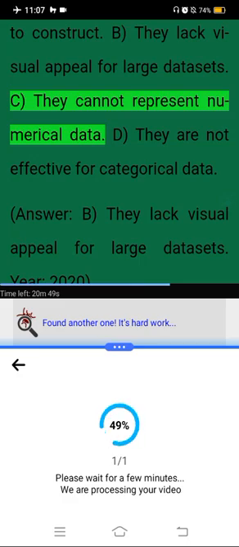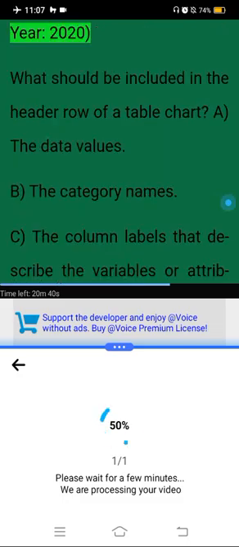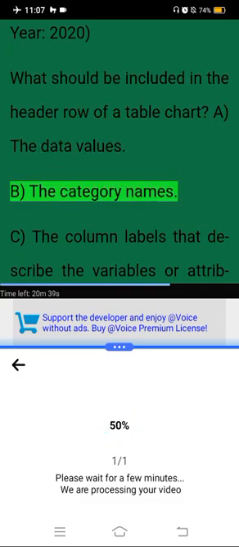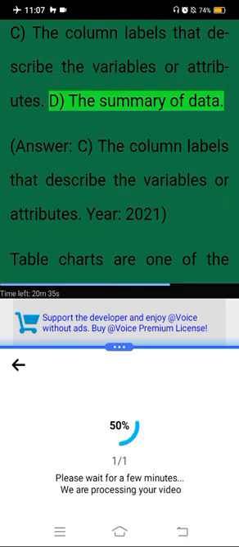C. They cannot represent numerical data. D. They are not effective for categorical data. Answer: B. They lack visual appeal for large datasets. Year 2020. What should be included in the header row of a table chart? A. The data values. B. The category names. C. The column labels that describe the variables or attributes. D. The summary of data.